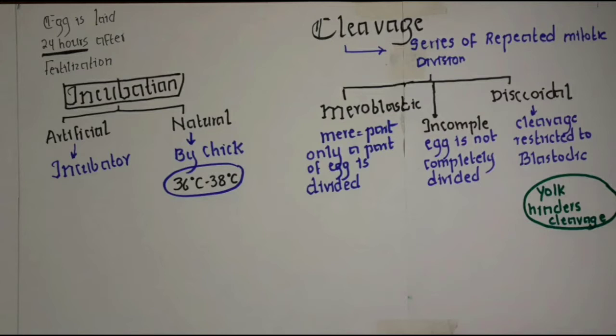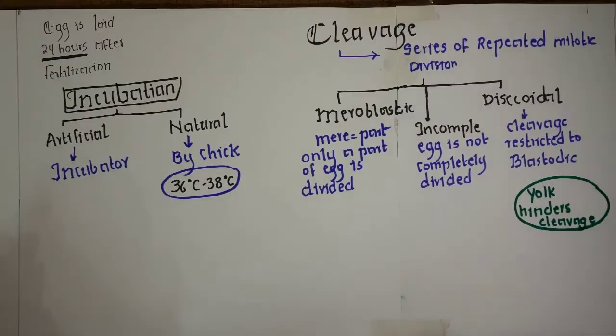So the terms used for the cleavage, particularly with the chick or in amphibians like the frog, are these. The first one is meroblastic. The word mero means part, so only a part of the egg is divided. That's why we use the term meroblastic cleavage, or incomplete cleavage, because the whole egg is not dividing, only the blastodisc is dividing. That's why we use the term incomplete cleavage.